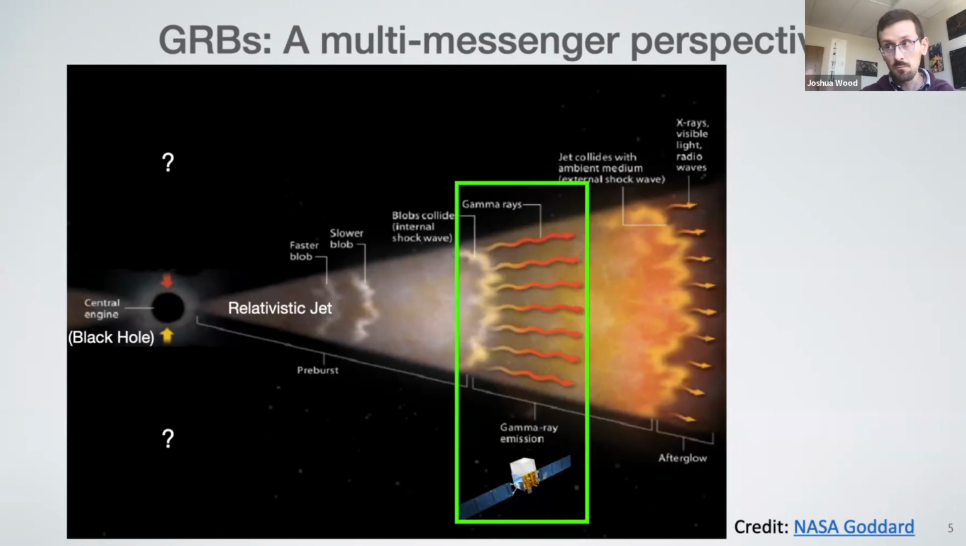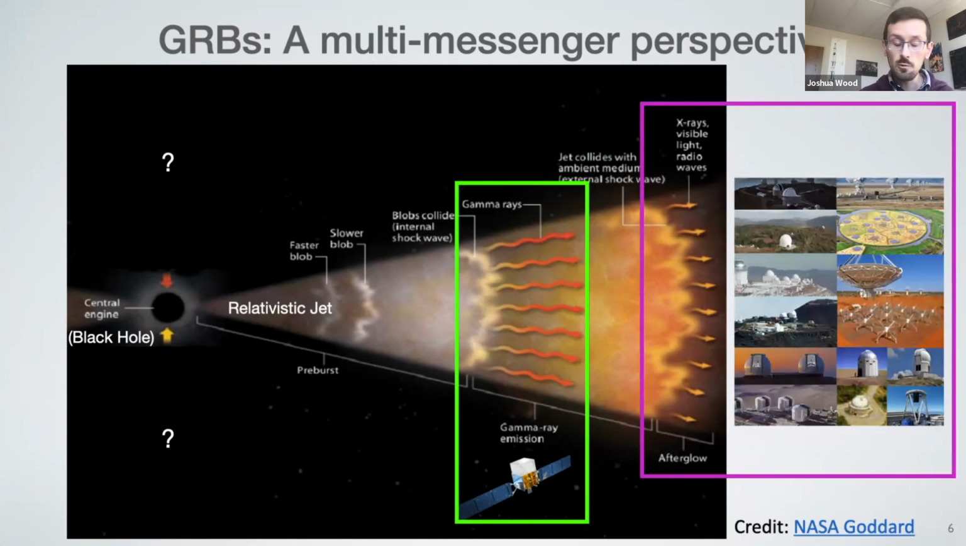When you hit a certain radius, the particle densities are low enough that those gamma ray photons can escape, and we can measure them with Fermi-GBM, which is what's highlighted by that green box there. And then at later times, as this jet expands out even further, you eventually get X-rays and visible light and radio waves from the interactions that happen with the surrounding material. And so, at a base level, these sources are really good multi-wavelength sources.